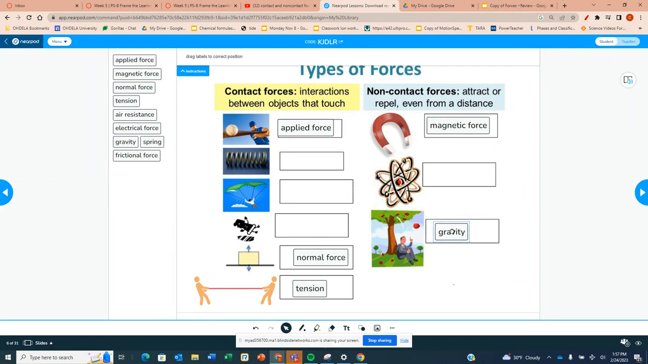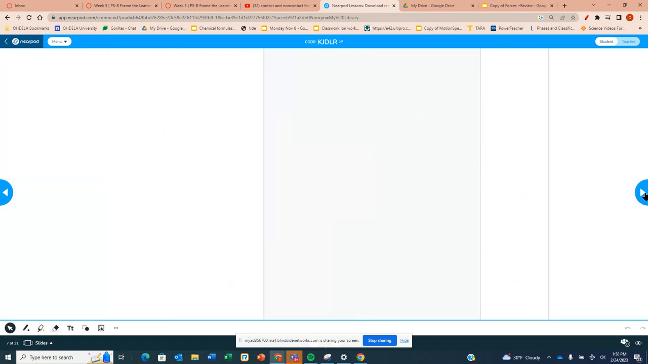All right, we have gravity. It's a field force, and we have magnetic. We got the electrical magnetic force here. That's the plus and minus charges. Spring force, air resistance because air has weight, slows us down when we're falling in a parachute, and then we have frictional force between surfaces.